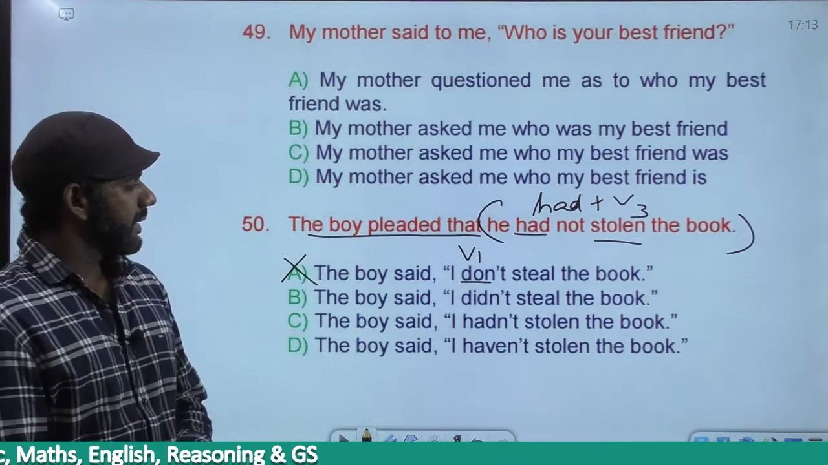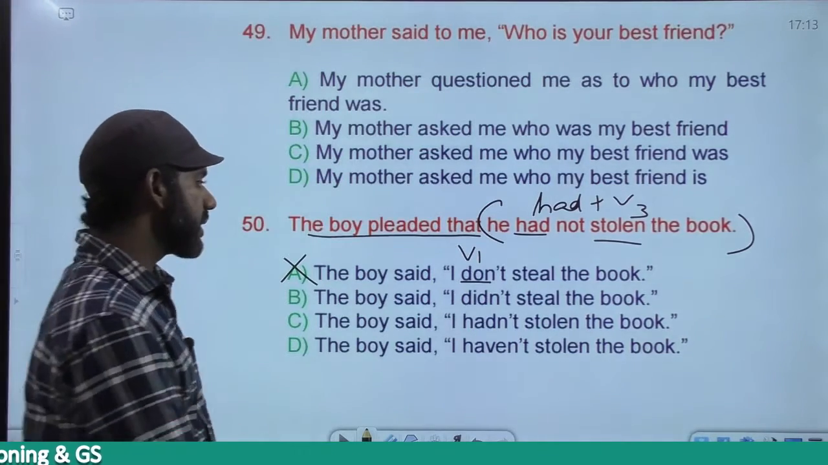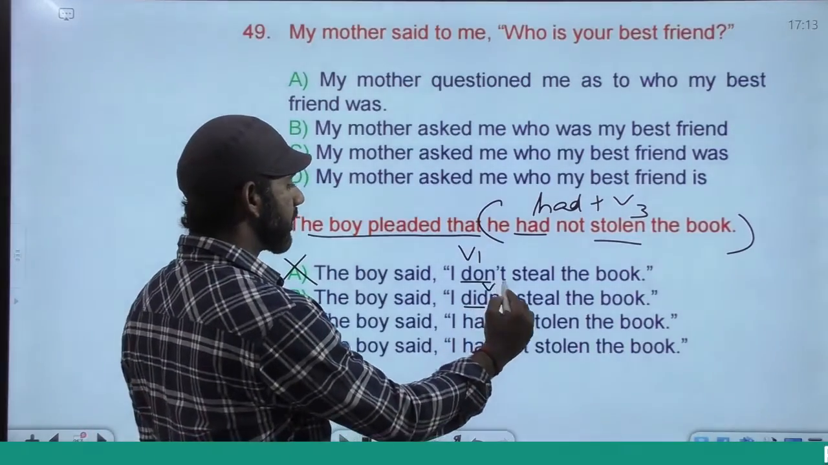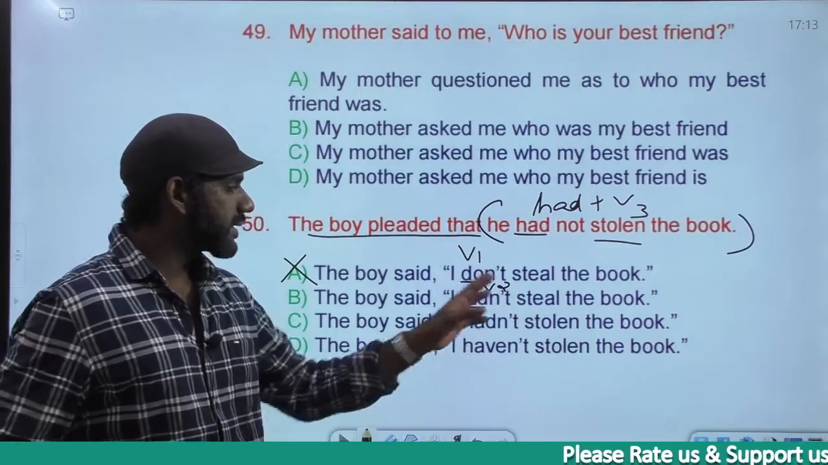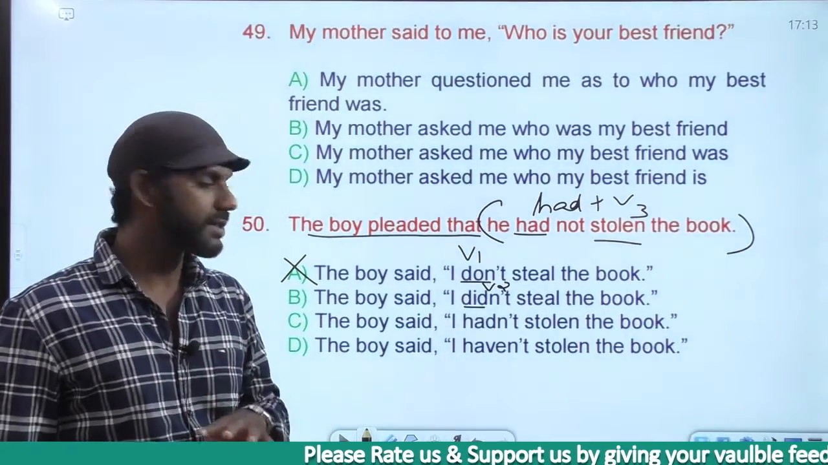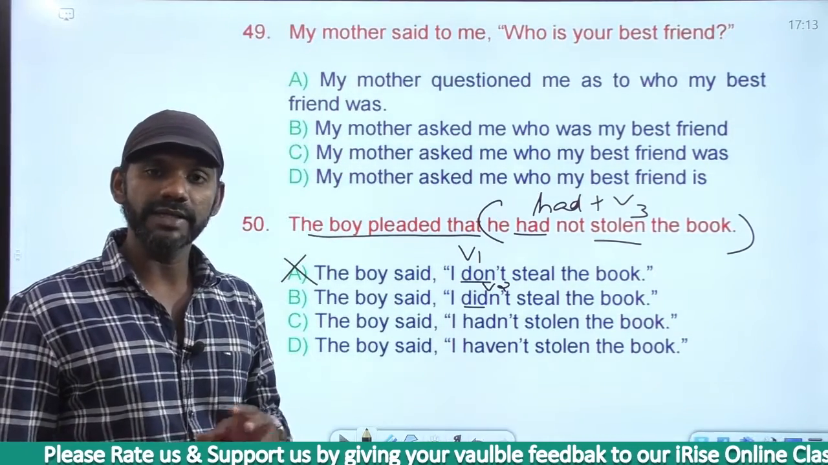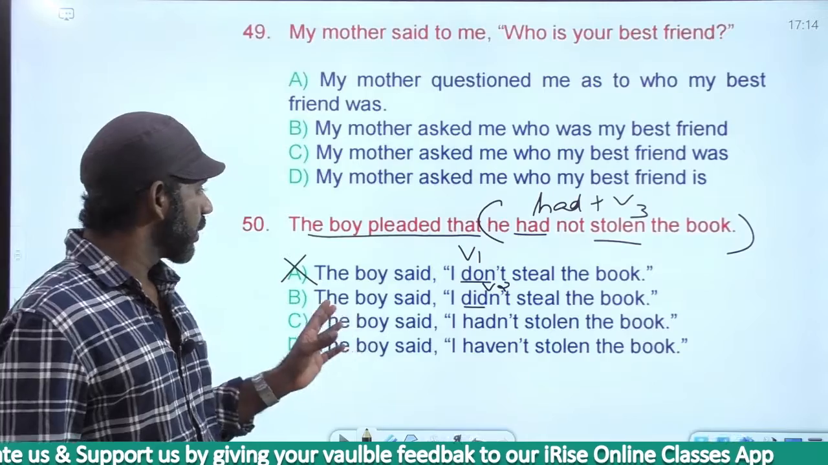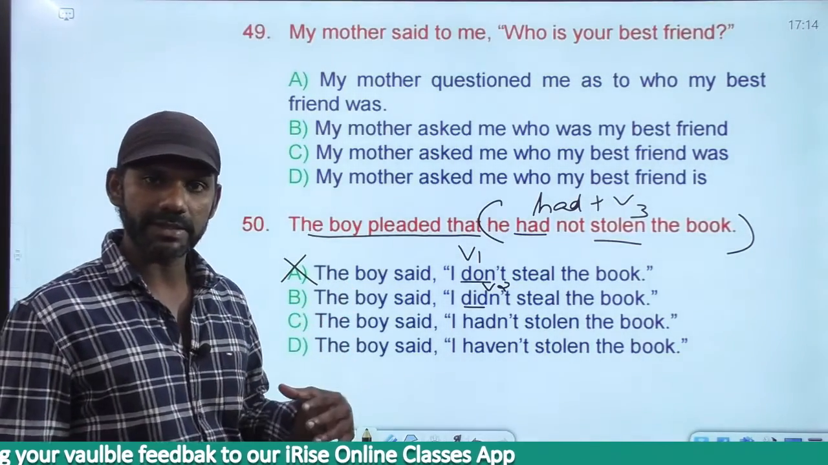Come to B. The boy said, I didn't steal the book. Didn't steal, did is V2, simple past, and it's always did plus V1 plural. Didn't steal, steal is V1 plural because no S, no ES, no IS. Steal is V1, V2 is stole, V3 is stolen. So I didn't steal the book, simple past tense, past perfect can become simple past.